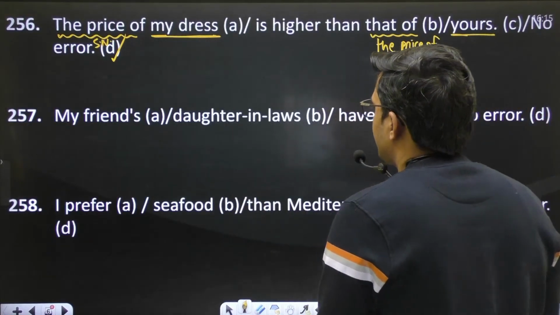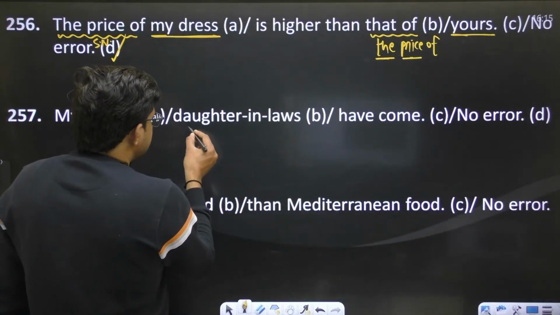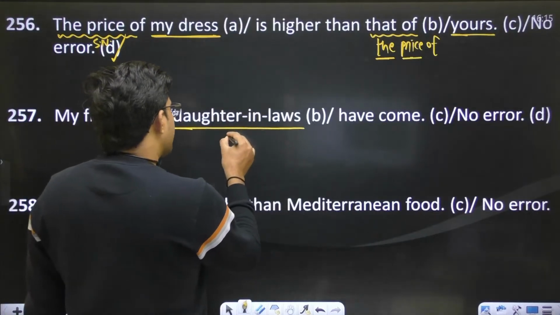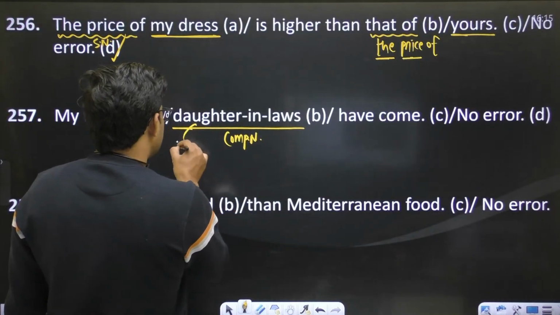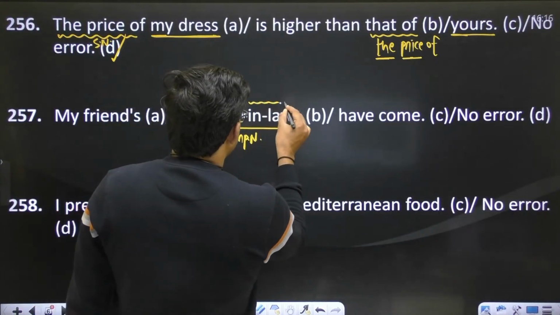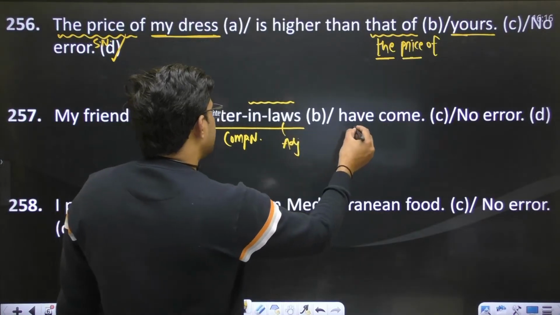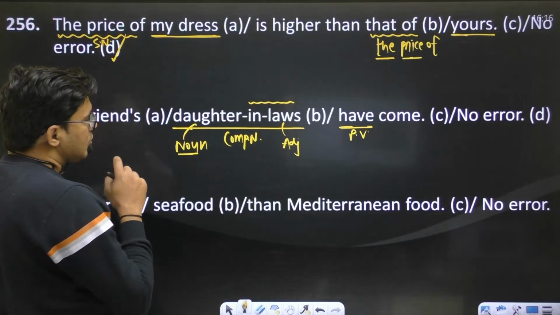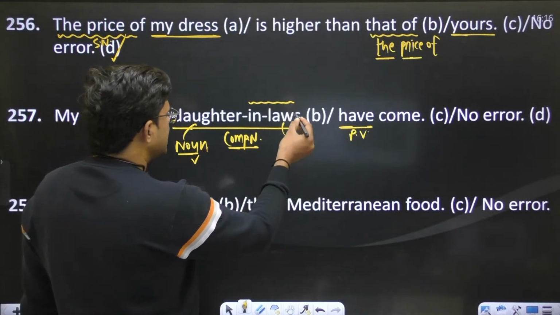My friend's daughter-in-law have come here. Make sure this is a compound noun, and in a compound noun, one word is a noun. The word daughter is a noun, and the quality of daughter is what? That it is from the in-law side. This is an adjective. And make sure here we are talking about plural daughters-in-law. So make sure in a compound noun, one word is a noun and the rest of the words are adjectives.